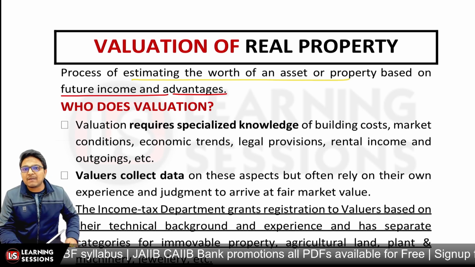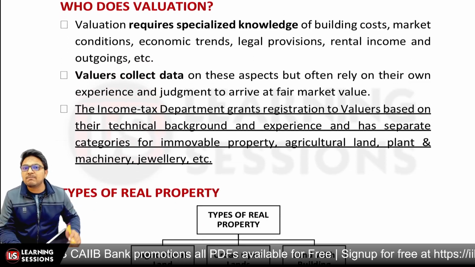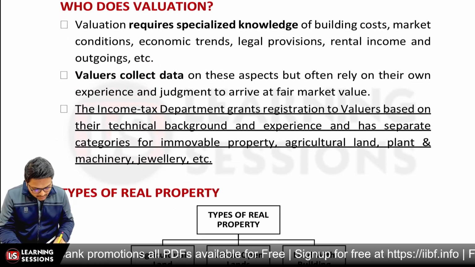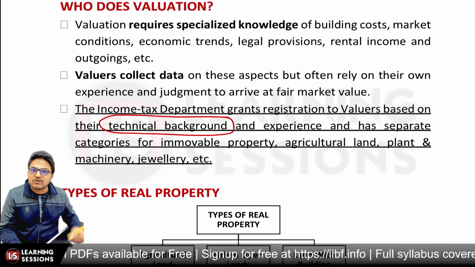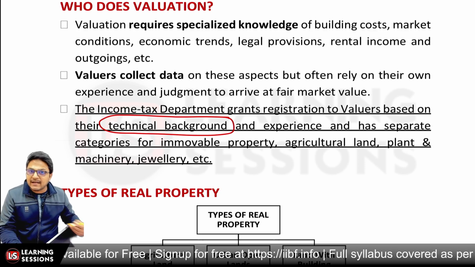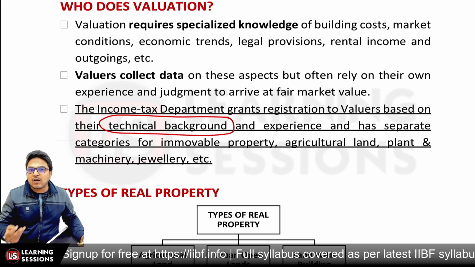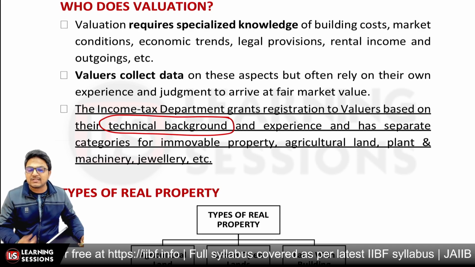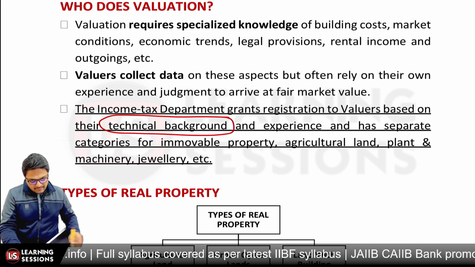So the income tax department actually grants the registration to the valuers based on their technical background. A particular valuer has a technical background and whatever experience they have, and based upon the different categories of immovable property, related to agricultural land or urban property or plant and machinery, jewelry, etc., the valuers are granted the registration certificate from the income tax department.